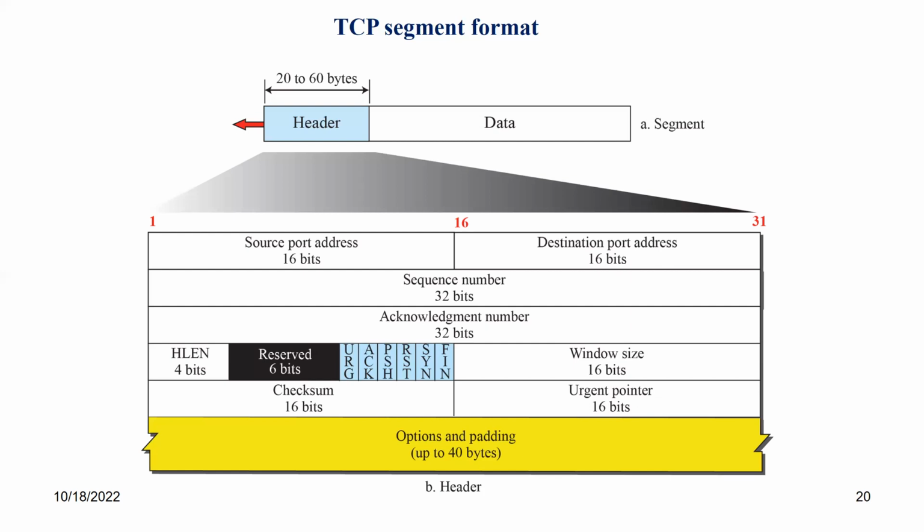And the next 16 bits are for the checksum, which is used for error detection. And the next 16 bits are for the urgent pointer, which will be activated whenever the URG flag is set. The remaining options can be up to 40 bytes, which will be used whenever required.